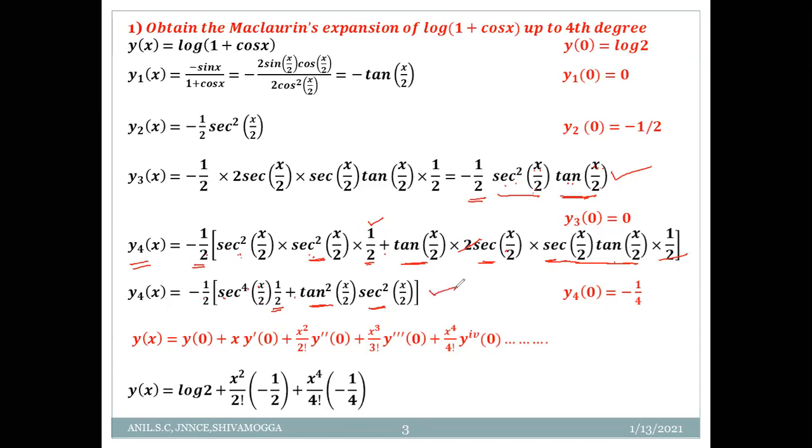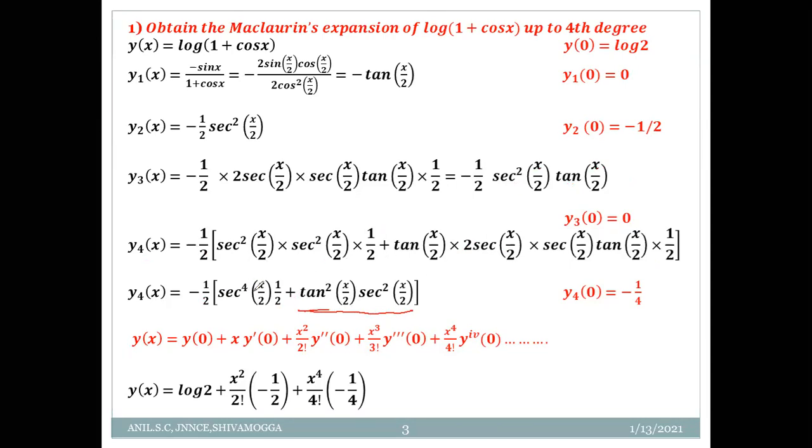This is the fourth order derivative, and it is required at x is equal to 0. When x is equal to 0, this will be tan 0. Tan 0 is 0, and 0 into anything is 0. Therefore, this entire term will be 0.